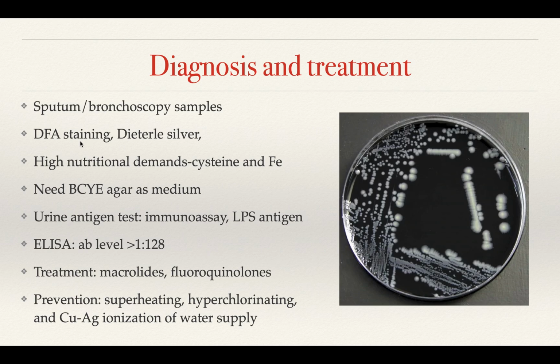How do we diagnose and treat? We use DFA staining along with the Dieterle, or silver, stain, and it has to have BCYE agar as the medium because it needs cysteine and iron to grow. So they're going to appear as kind of whitish colonies on a black agar. You can also use immunoassay or LPS antigen testing, ELISA testing as well. And the treatments are going to be macrolides and fluoroquinolones.